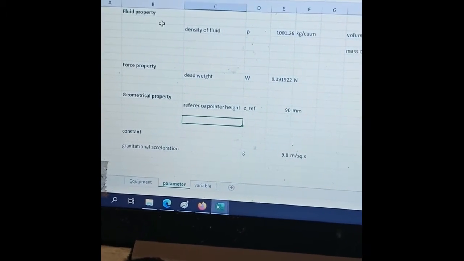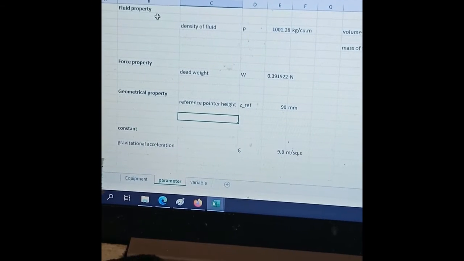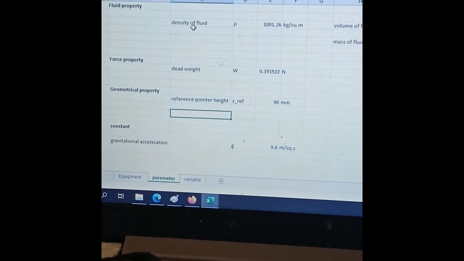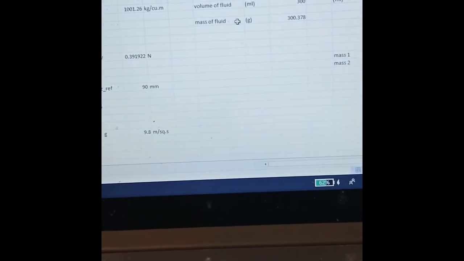The next worksheet is the parameters, where we define the fluid properties, which are variables that do not change during the experiment. We have to calculate the density of the fluid. Previously we already used the electronic balance and the volumetric cylinder to obtain the values for the specific volume that we use. Then we have the mass of 300 milliliters of fluid, and from there we can get the value of the density of the fluid.